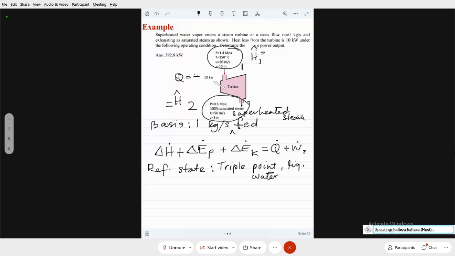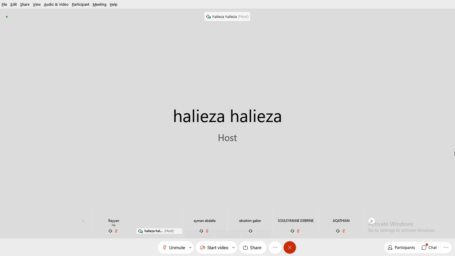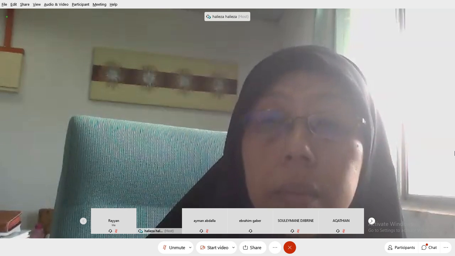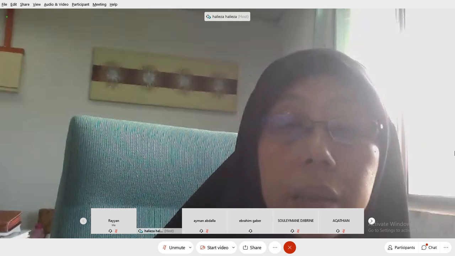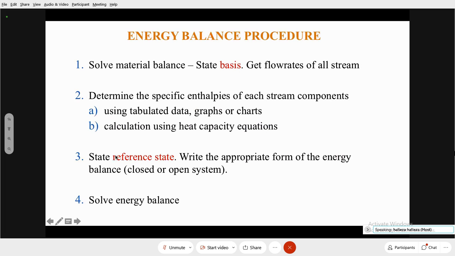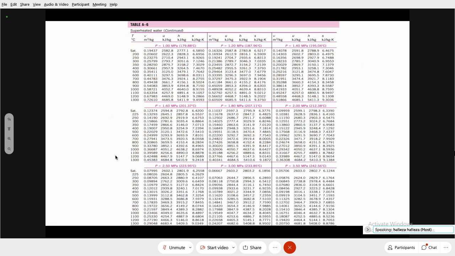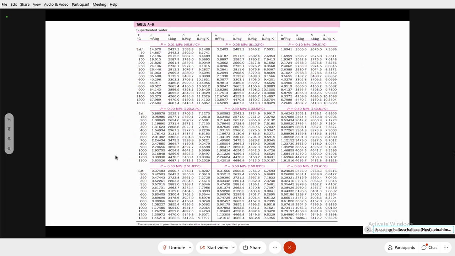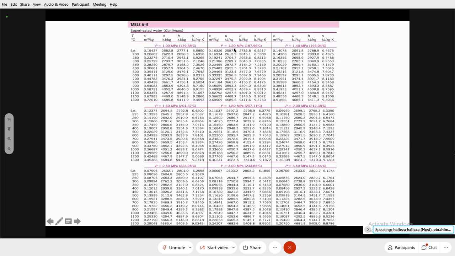So I'm going to unshare this and show you the superheated steam table. Where is my PowerPoint? Okay, this is our steam table. Let's look at the example. The inlet is coming in at 1.4. Where is 1.4? 1.4 is in the other table. Have a look at my cursor, please. That's 1.4.